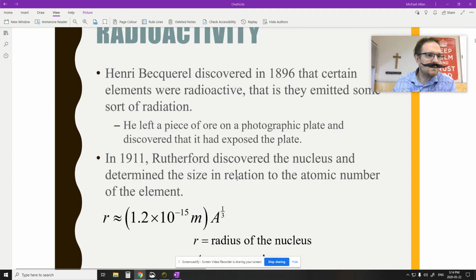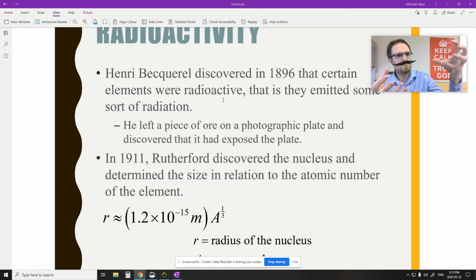So back in the day, in 1896, it was discovered by Henri Becquerel that some elements were radioactive. And from there, a whole stem of physics came from that. Madame Curie started working with it, and she got her Nobel Prizes and stuff like that. So they emitted some sort of radiation. It was all discovered by accident, right?